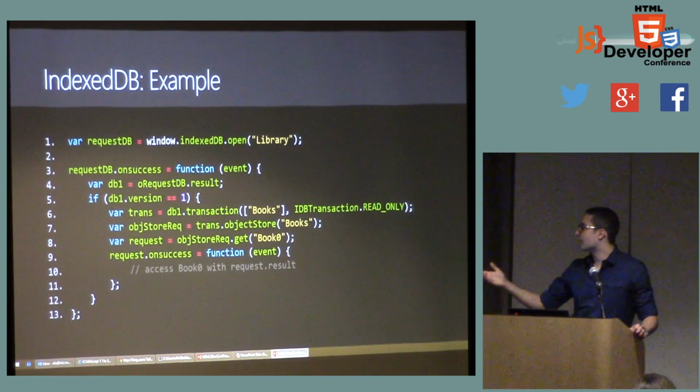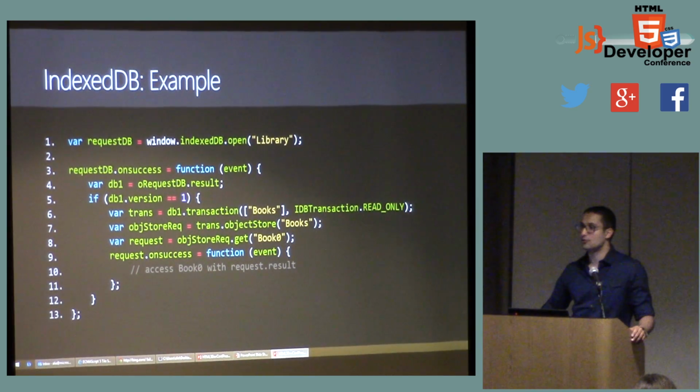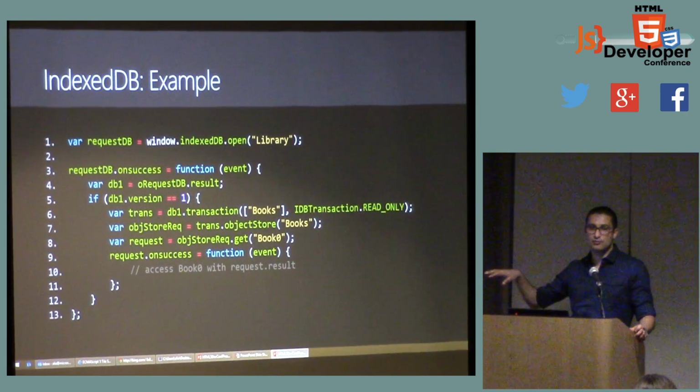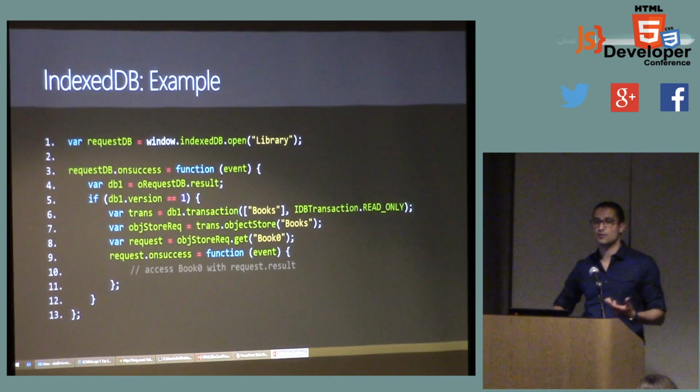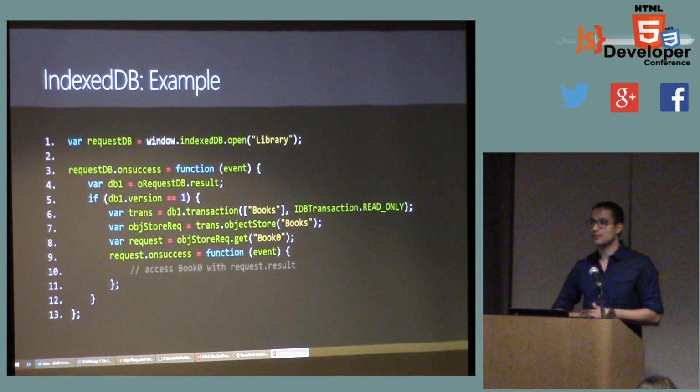And then what you do from there is, from the transaction, you'd be able to get the object store, which is books, and you could do something like get book 0, and that would get you whatever had the key of book 0, and then whatever you want to do there with it, you can. So you're going to get back a JavaScript object of whatever that book contained, which is kind of neat.